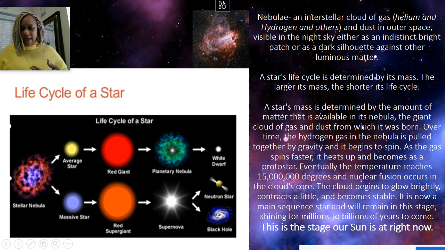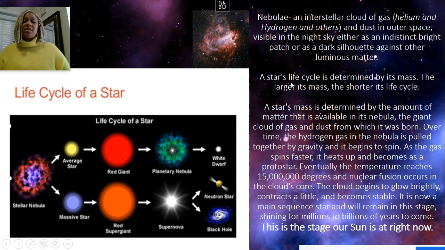So if you look at the backdrop of this picture, or I even put one right here, you can see a little dust cloud right there in outer space. These are nebulae, okay, nebulas. So these are going to be visible in the night sky either as indistinct bright patches of light or as a dark silhouette against other luminous matter. Luminous meaning bright, right? You're going to hear luminosity, luminous a lot. So we should be taking notes here.